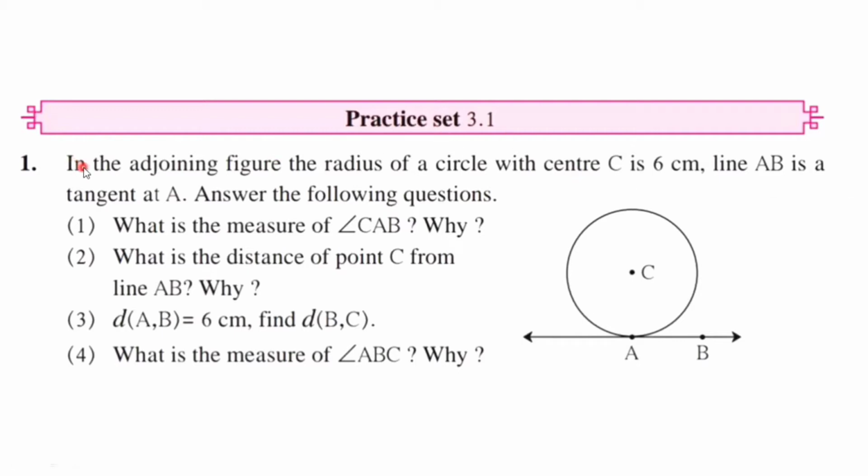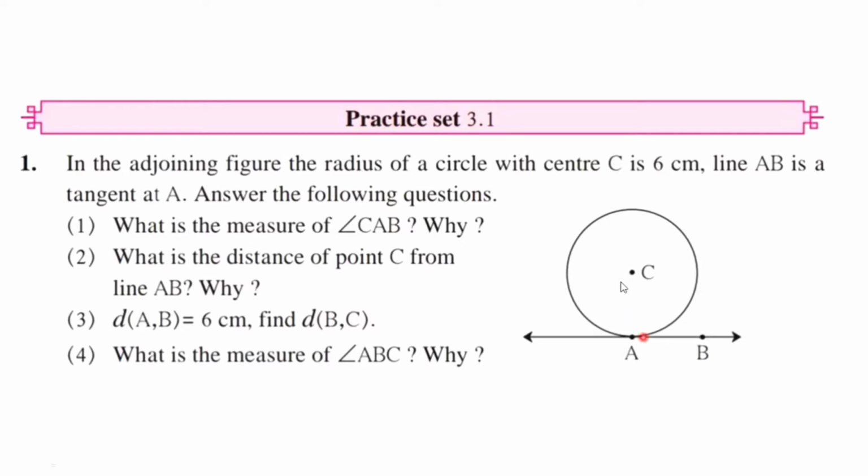The first question is, in the adjoining figure, radius of a circle with center C is 6 centimeter. Line AB is a tangent at point A. From that, answer the following questions. So here the circle is given with center C. Radius of this circle is given to be 6 centimeter. Line AB is a tangent. And from this, we have to find the measure of angle CAB.